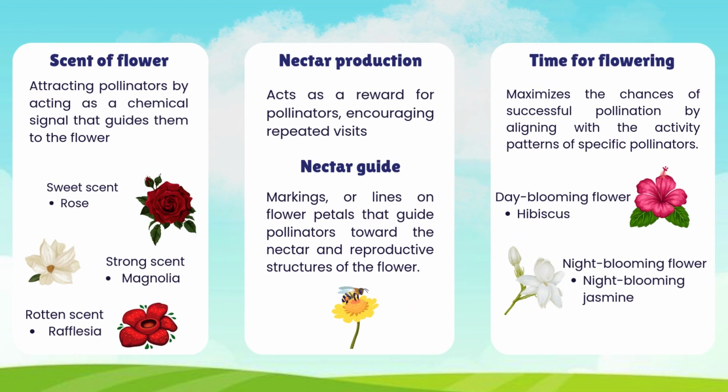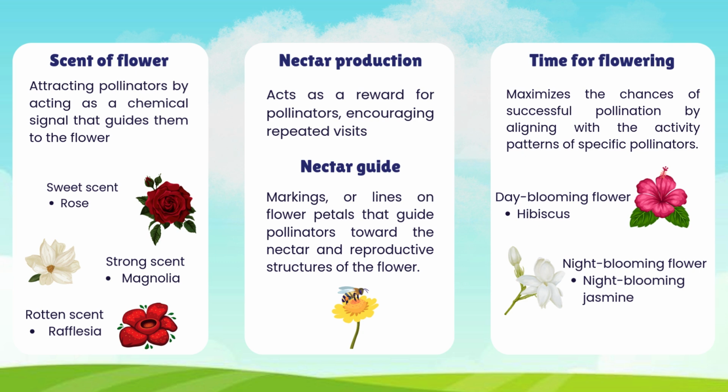Scent is another powerful tool that plants use to attract pollinators. Depending on the pollinator they wish to attract, flowers produce different types of scents. Sweet-smelling flowers like roses appeal to bees and butterflies. Magnolia flowers emit a strong musky scent to attract beetles and bats. On the other hand, flowers like Rafflesia, which emit a rotten smell, attract flies by mimicking decaying matter. This scent guides pollinators directly to the flower, increasing the chances of pollination.